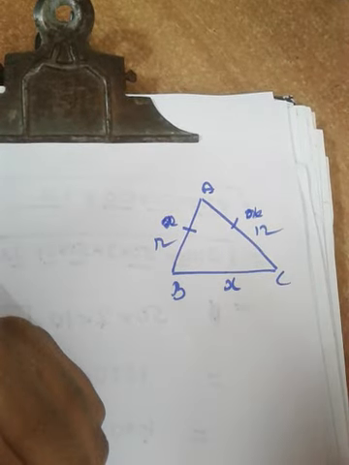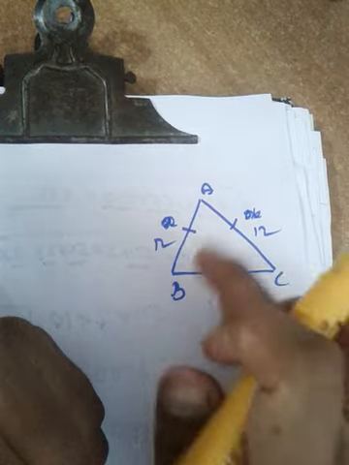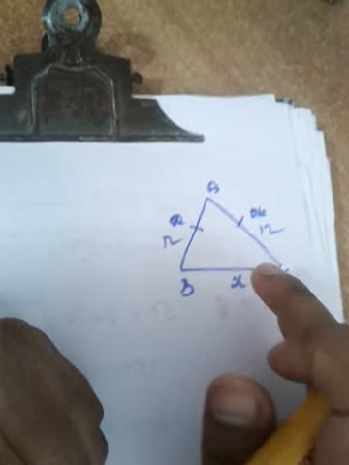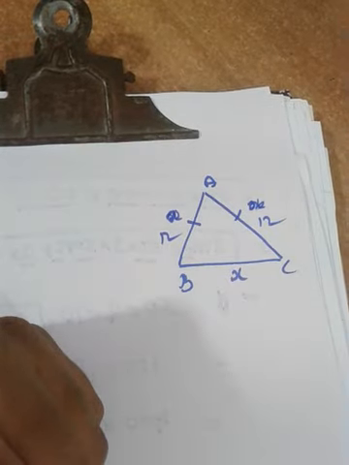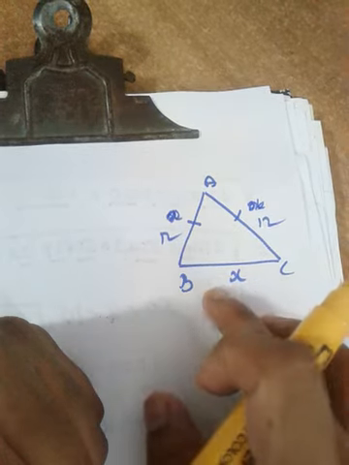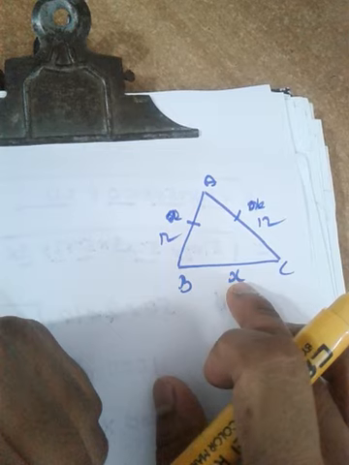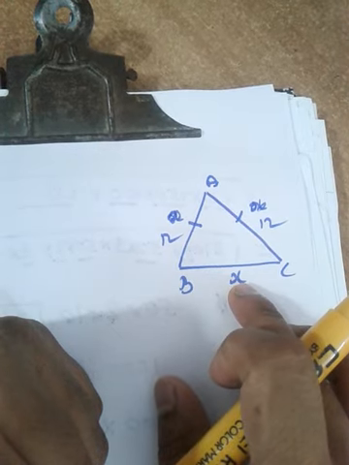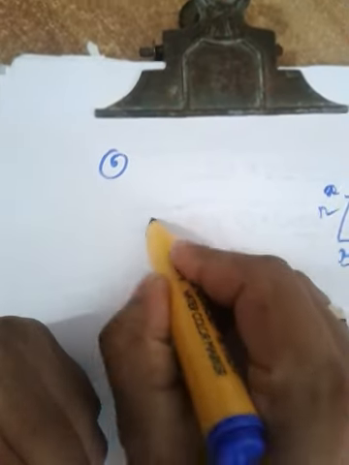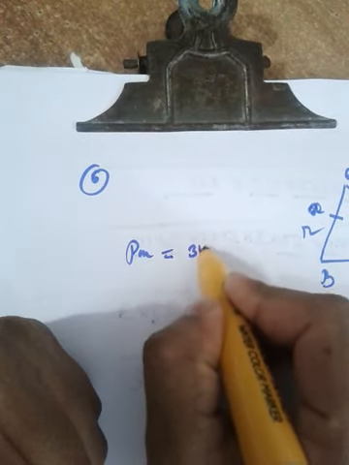Then here the question is to calculate the area of the triangle, but we know that in order to calculate the area of the triangle we need the third side, but unfortunately the third side is not given. But instead of that, perimeter is given. So what can we write? Perimeter is given as 30 centimeter.